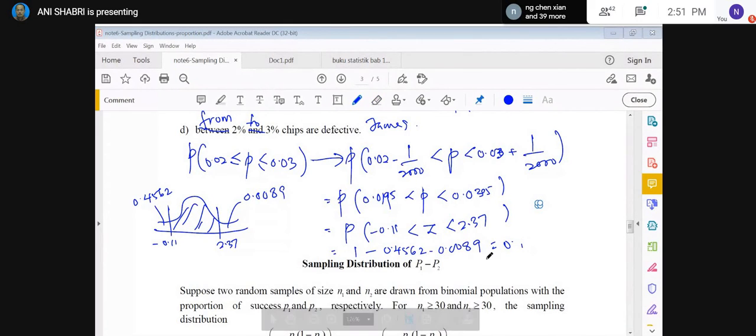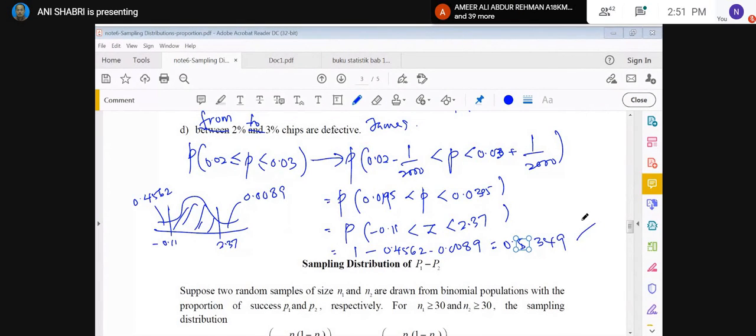Okay, the answer that's 0.5349. Okay, this one okay. Okay, we go to the last okay. 5346, 5349. 9 mana? Macam mana dapat 9 5346. Hari ni dapat 5349.